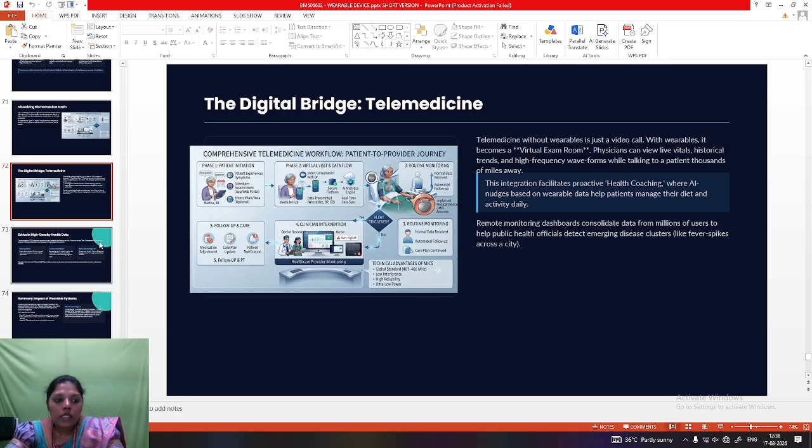Now let us discuss the next topic: the digital bridge, telemedicine. Comparison of the telemedicine workflow, the patient-to-provider journey. Patient indications, virtual visit, data flow, routine monitoring for clinical investigation, flow of care.